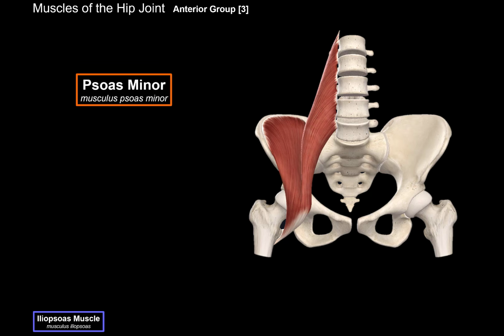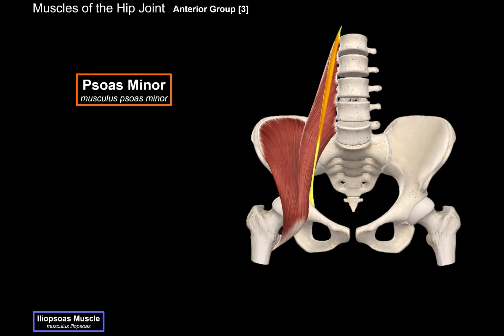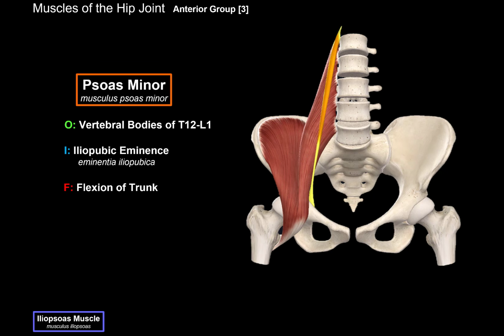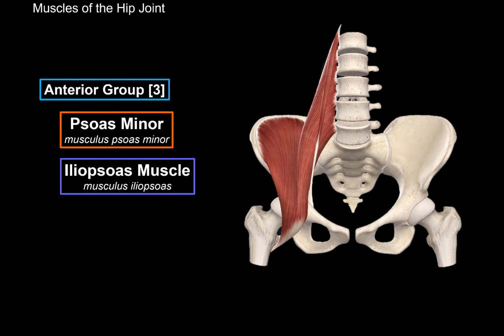The third muscle is the Psoas Minor, which is this tiny muscle you see here. Psoas Minor originates from the vertebral bodies of T12 to L1, and then inserts at the Iliopubic Eminence, and its function is assisting the flexion of the trunk. So that was the 3 muscles of the anterior group of the hip joint: the Psoas Minor, and the 2 muscles of the Iliopsoas muscle.